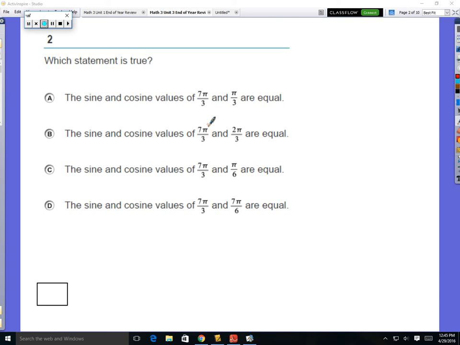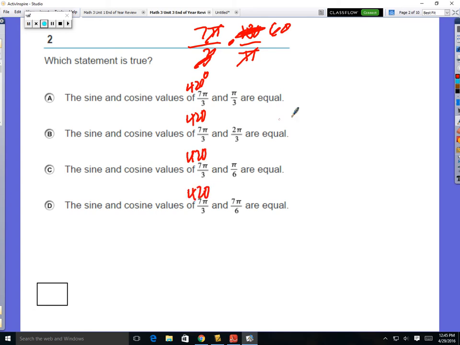Alright, same thing. I'm going to change these to degrees. 7 pi over 3 times that by 180 over pi. That kills that. 180 divided by 3 is 60, and 60 times 7 is 420 degrees. So that's 420, that's 420. Okay, now pi over 3 times 180 over pi, that kills that. 180 divided by 3, that is 60 degrees.